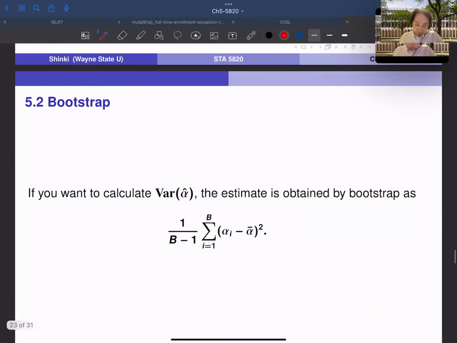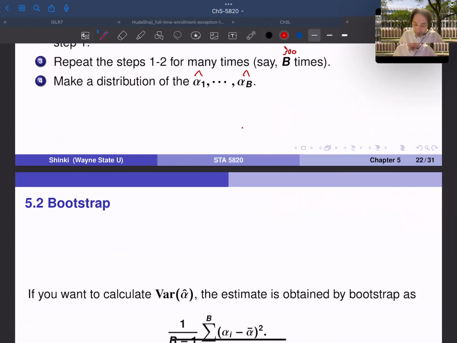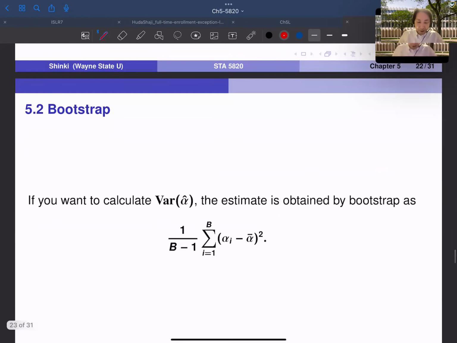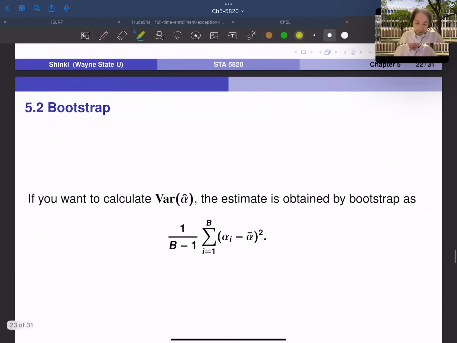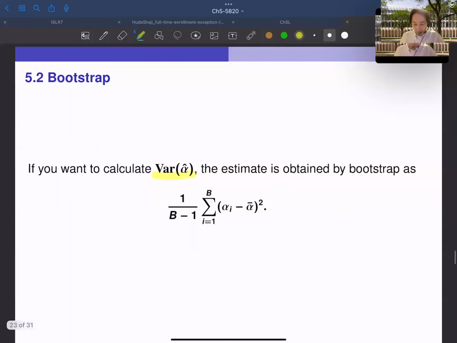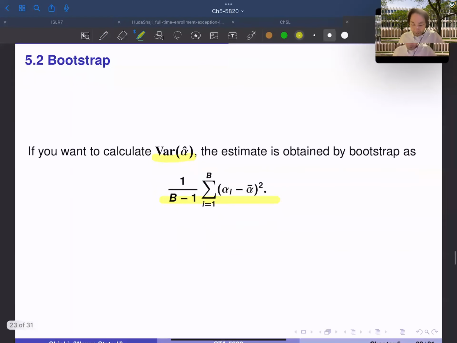For example, we can get the histogram of alpha hat, so we can actually get the distribution. But if we only want to know the variability, of course, we can calculate the sample variance of alpha i hat. And this uses the average, the sample mean of alpha 1 hat to alpha B hat.